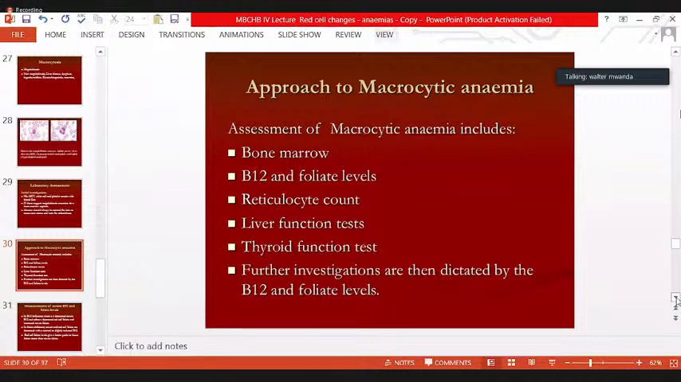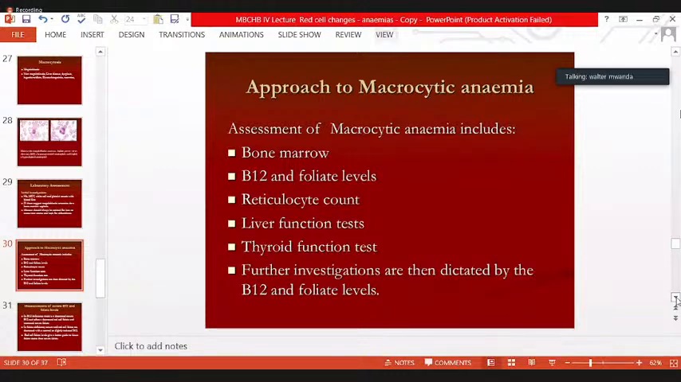Reticulocyte count in macrocytic anemias tends also to tell us the possible cause of macrocytosis. In megaloblastic macrocytosis, reticulocyte counts are usually low. In the other non-megaloblastic macrocytosis, reticulocyte counts may be variable.